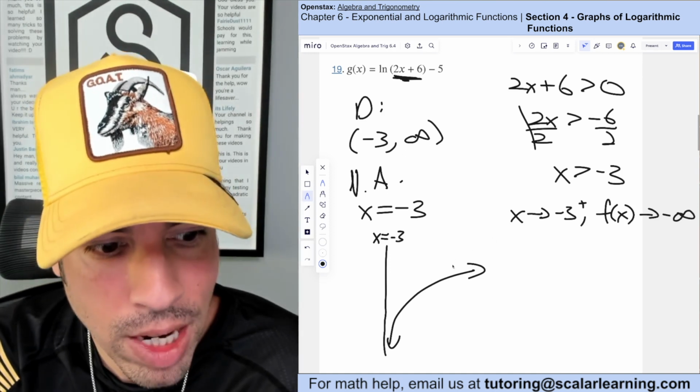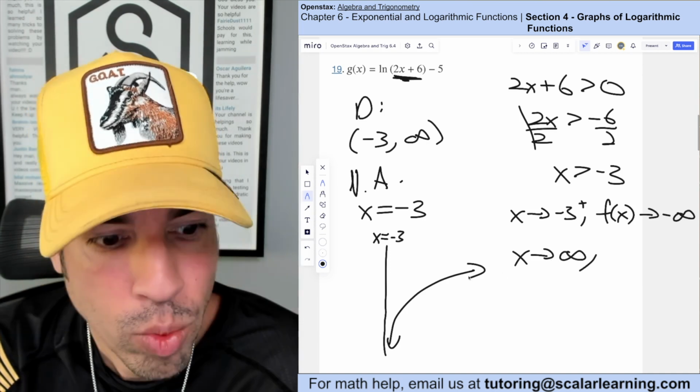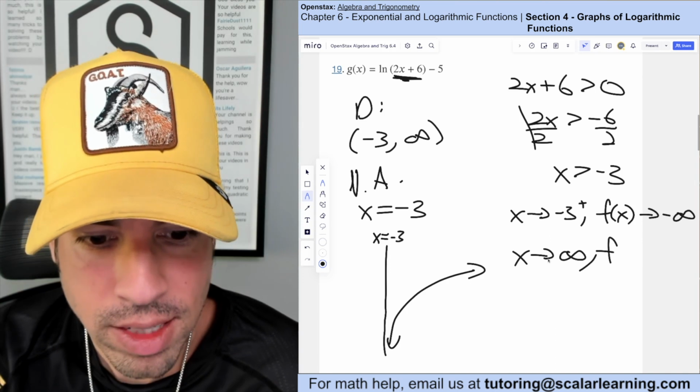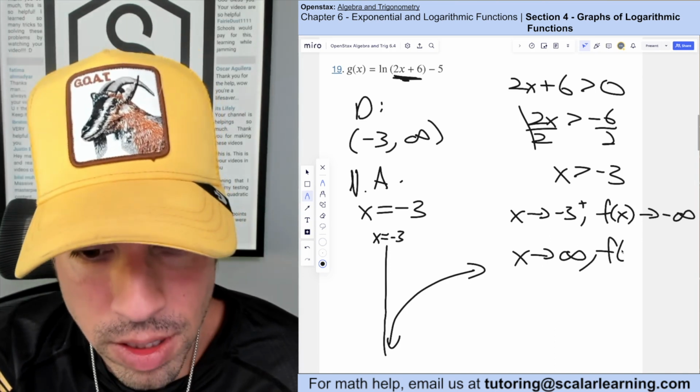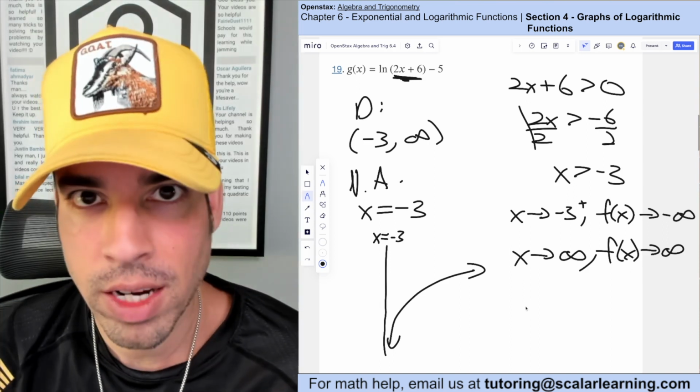What about the end behavior as the function goes off to the right, meaning as it approaches positive infinity? Well, this diagram seems to indicate that we're going up and up forever, which means that as x approaches infinity, the function is going to approach positive infinity as well. So there's your answer, done.